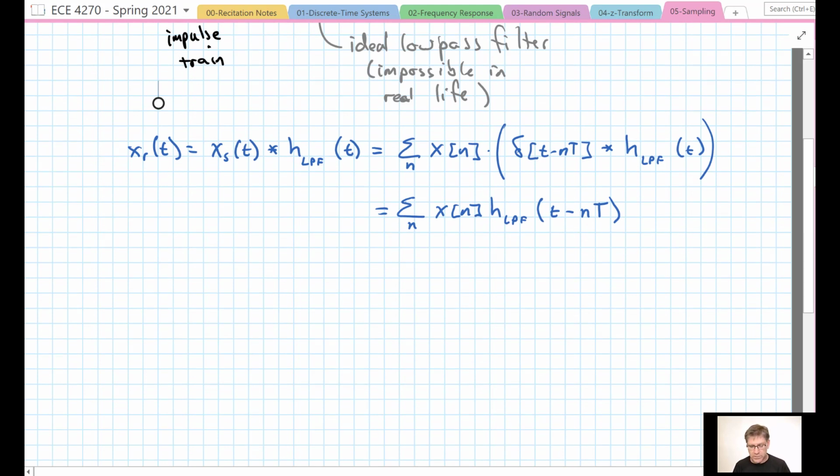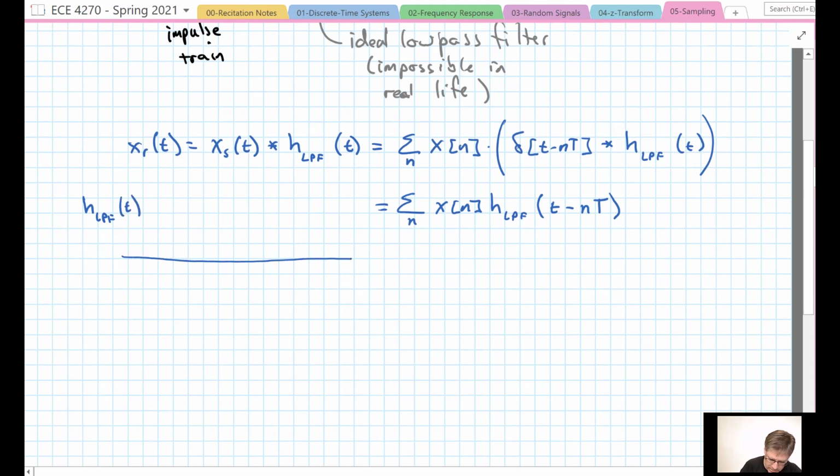So in other words, we have taken our impulse response, that is our low pass filter HLPF, and it looks like a sinc function. And we now replicate that same sinc function many times. Each time it's scaled by x of n, and shifted by nT, and when we put it all together, we will get back our original signal.